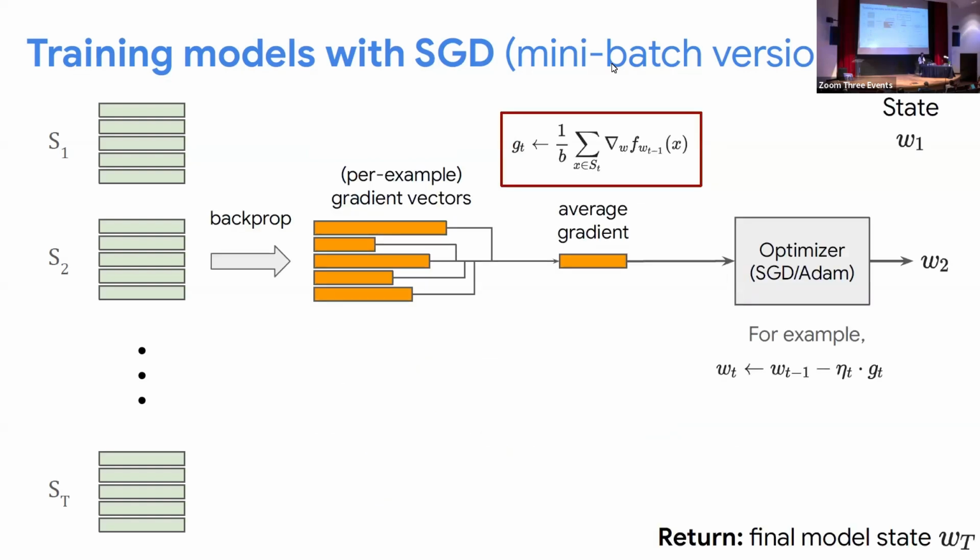In SGD, given these batches of data, we first use backpropagation to compute the gradient vectors. So we have the per-example gradients, and then we take the average over each batch: we sum up the gradients and take the average. Then we pass these average gradients into an optimizer, and we use this to update the model parameters based on the gradients. This gives us a new model state. We repeat this for T iterations to get a final model state. This is how we train the model.